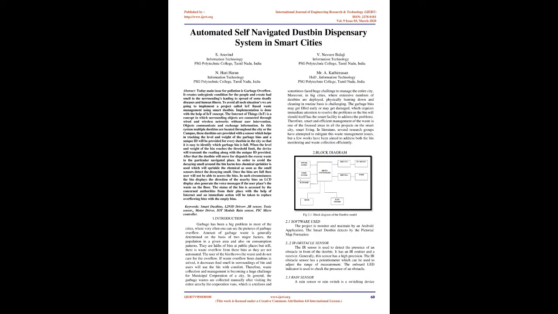Automated self-navigated dustbin dispensary system in smart cities. Abstract: today the main issue for pollution is garbage overflow. It creates unhygienic conditions for the people and bad smell in the surroundings, leading to the spread of some deadly diseases and human illness.